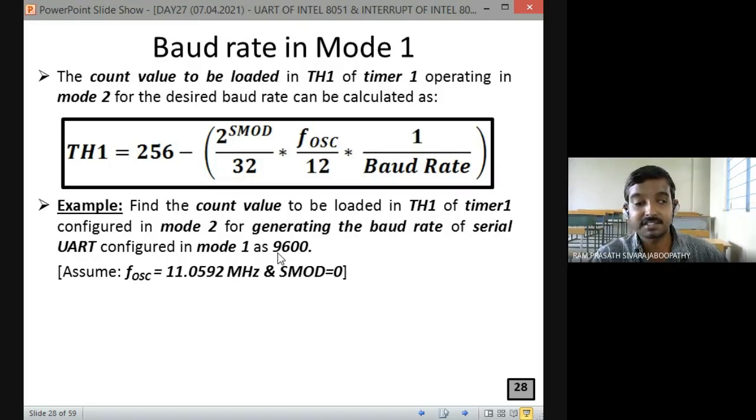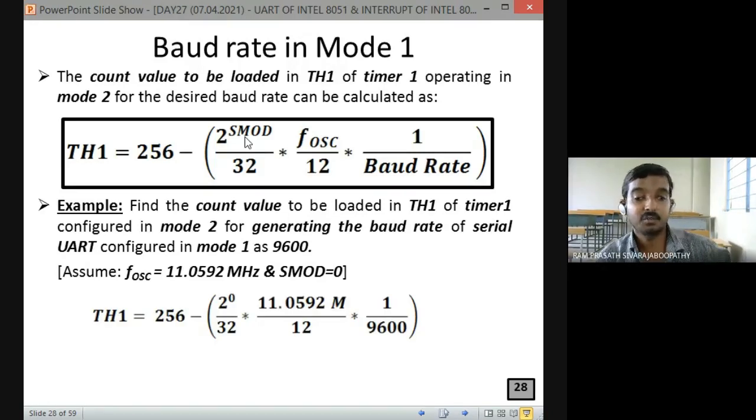What is the meaning of this? The baud rate I want to generate is 9600, that is given. Operating frequency 11.059, that is also given. SMOD bit is 0. So what about the count value? Kindly calculate and tell. Can we just substitute? Like this we can substitute. Please listen. SMOD bit is 0. Operating frequency is 11.059 megahertz. Then baud rate is 9600. Kindly find the value for this and tell me. M stands for mega, that means 10 to the power 6. Kindly calculate and tell me.